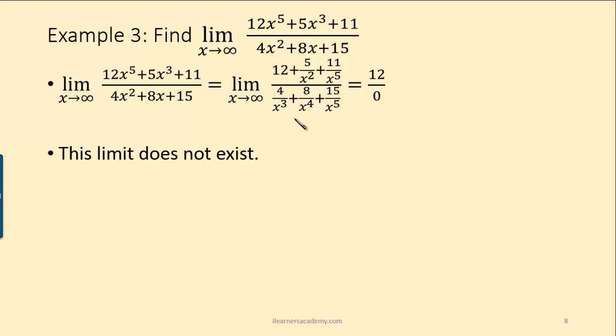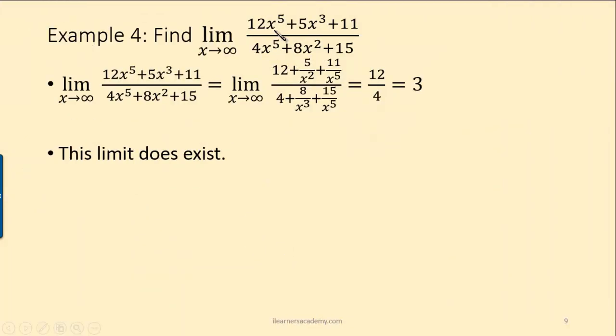So all of this then approaches 0. These two approach 0, but this approaches 12, obviously. So as x approaches infinity, the numerator approaches 12. But 12 divided by 0 is undefined. So in this case, the limit does not exist.